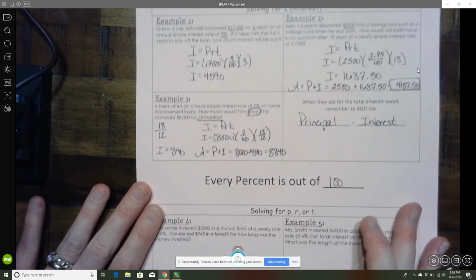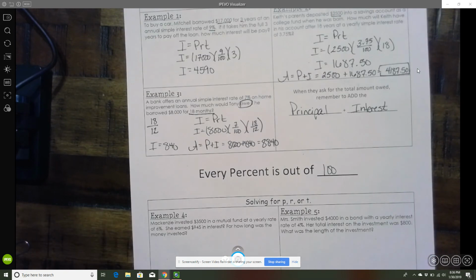So that's it for this video. In the next video, I will finish out this note page.